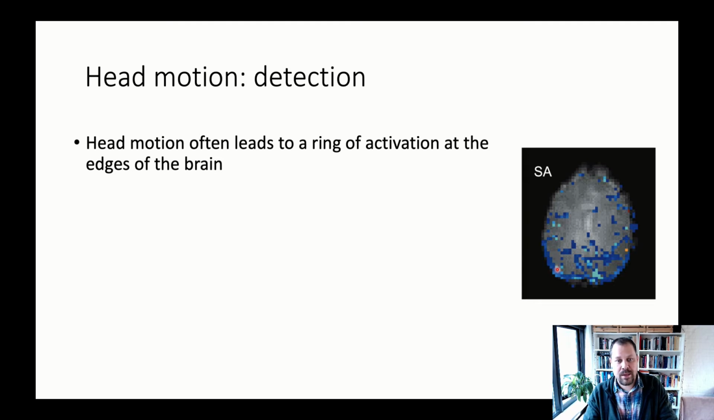as rings around the brain of activation, right? This is activation simply due to movement, and you can see these activation rings. It's something you can check your data for now that you know it. Did you control properly for motion? If you see this, then most likely there's a problem with the way you did this.